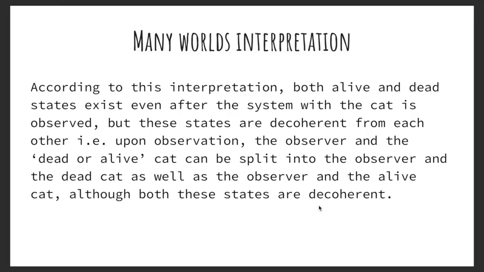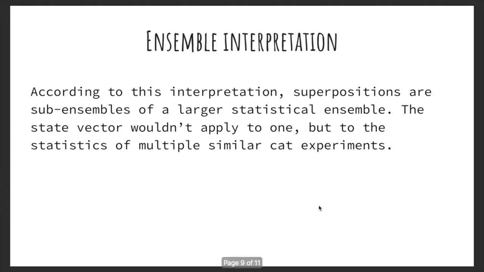That is, upon observation, the observer and the dead or alive cat can be split into the observer and the dead cat, as well as the observer and the alive cat, although both these states are decoherent. Next, we have the ensemble interpretation. According to this interpretation, superpositions are sub-ensembles of a largest statistical ensemble. The state vector wouldn't apply to one, but to the statistics of multiple similar cat experiments.